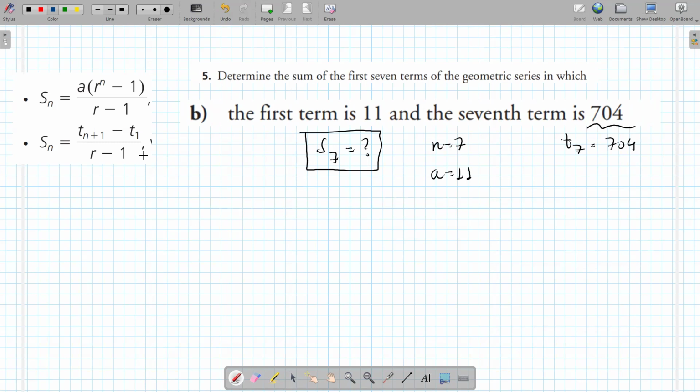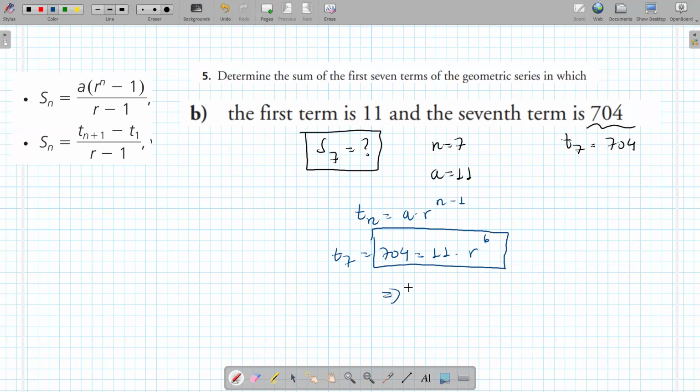All right, so now we've hit a bit of a conundrum because we don't know what R is. As of right now, you can't use the top one or the bottom one. But we should be able to find the R value because we're given T7. The formula for a geometric sequence is Tn is A times R to the power of n minus 1. So for T7, n would be 7, so n minus 1 is 6. That's 704. A is given, A is 11. R is missing, to the power of 6. So this is the equation that you get.